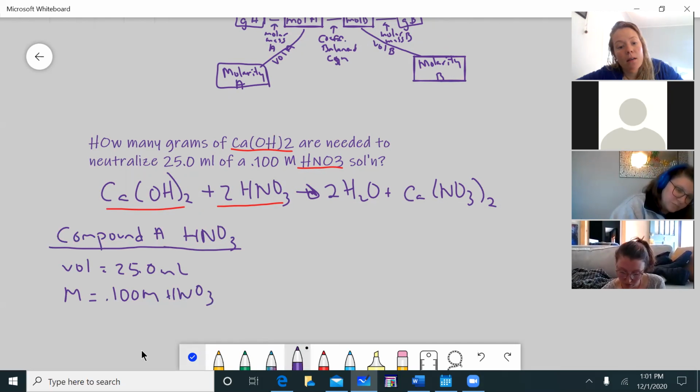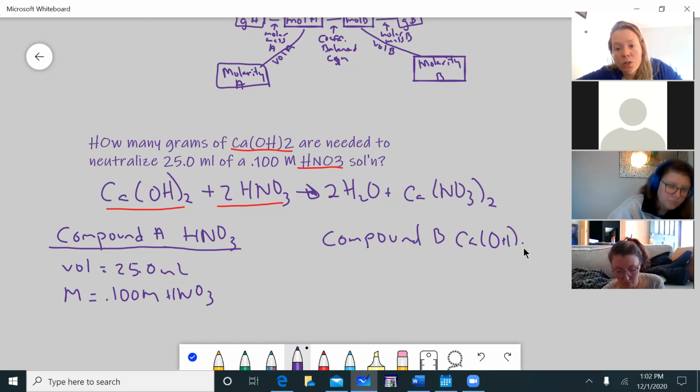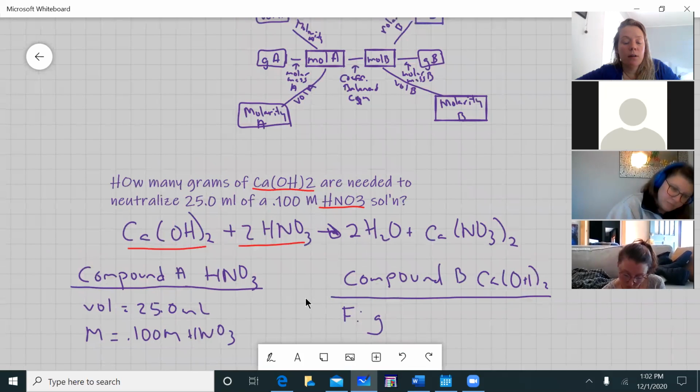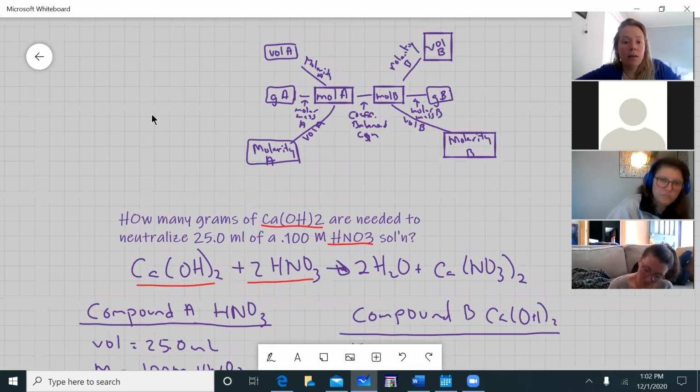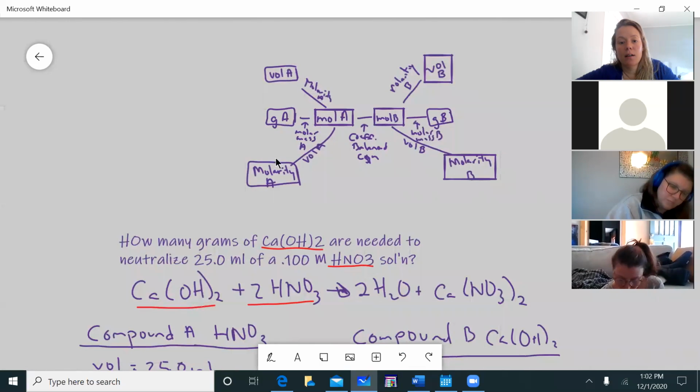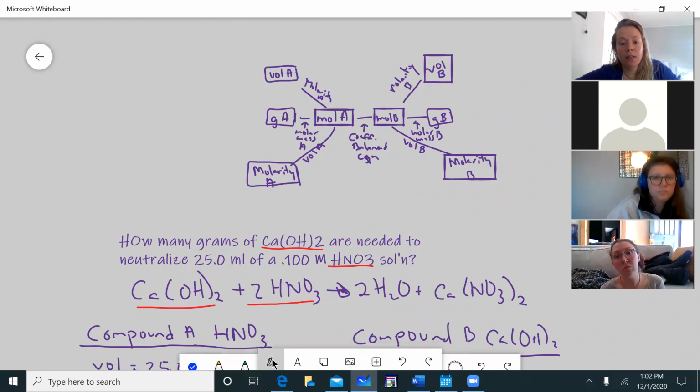Compound B is going to be the other thing, right? The Ca(OH)2. What am I trying to find? Well, I'm trying to find grams. So let's go up to our flow chart and see kind of where we're starting and where we're ending. So I am given volume and molarity. So I really could start either here or here. Doesn't matter. I like to start with volume. I just find it easier.